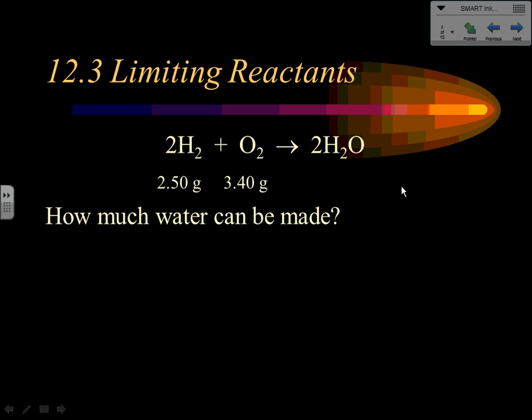Now, how does it apply to a real chemistry problem? Well, we still need a recipe. That's our balanced equation. And we still need how much we've got. That's always going to be given to you, 2.5 grams of hydrogen and 3.40 grams of oxygen.